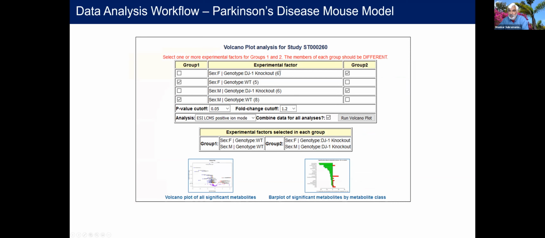Volcano plot gives me, for example, between the 2 genotypes, I want to compare the wild type and the knockout. I want to look at female and male. I want to look at experimental factors, wild type and knockout for female and male, group 1, and wild type and knockout for group 2, female and male. For the DJ1 knockout, I can look at a volcano plot of all significant metabolites. I can convert this volcano plot into a bar plot. Tells me that these are all downregulated in my given factor. These are all upregulated significantly.